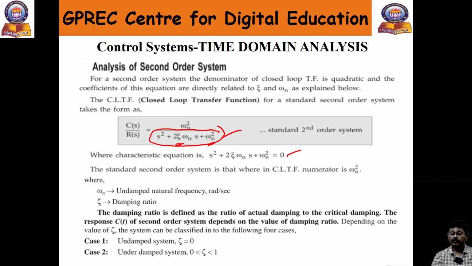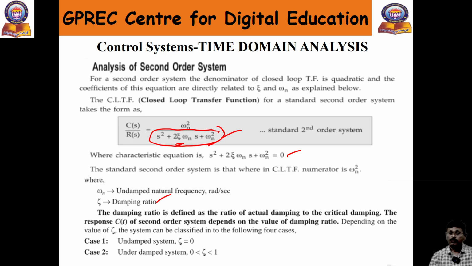Here omega n is the undamped natural frequency, so it is in radians per second. Then zeta is the damping ratio. Depending upon the value of the damping, we call the system a different type. So what is damping ratio? It is the ratio of actual damping to the critical damping. The response c of t of a second order system depends upon the damping ratio.